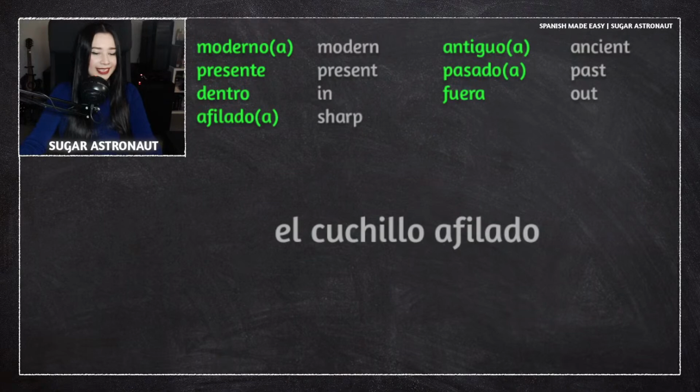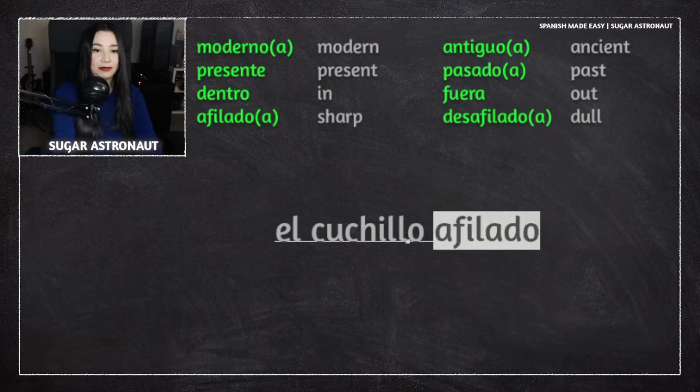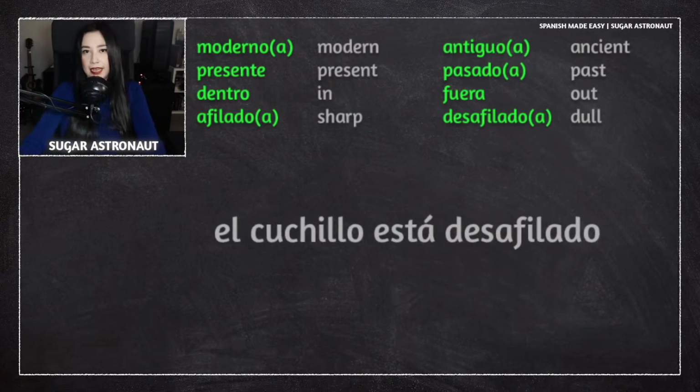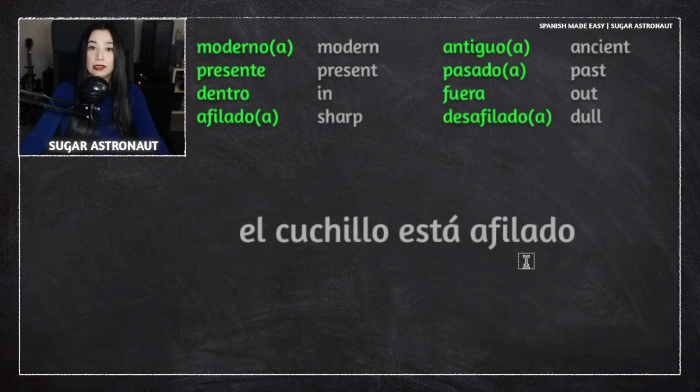What's the opposite? Desafilado or desafilada. And that means dull. It's very dangerous to use a dull knife. You can cut yourself really easily. It's kind of crazy. It doesn't make much sense, but yeah, it happens, right? El cuchillo desafilado, the dull knife. You can also say el cuchillo está desafilado, the knife is dull. Or el cuchillo está afilado, the knife is sharp. Okay?